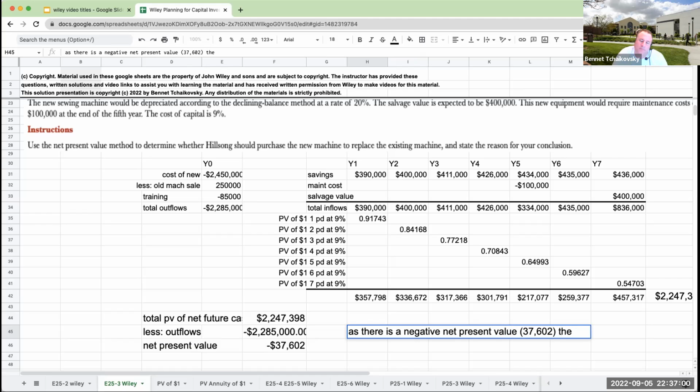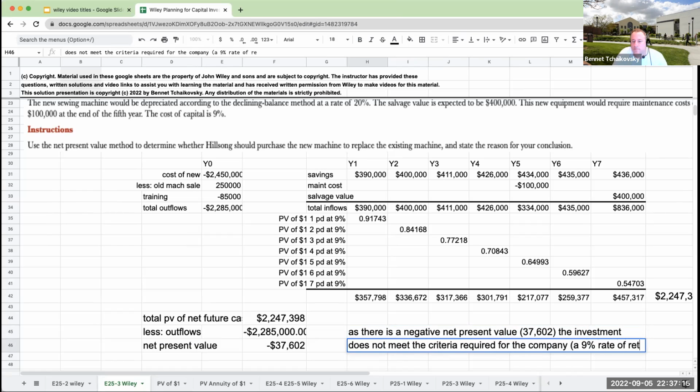The investment does not meet the criteria required for the company, or that cost of capital.